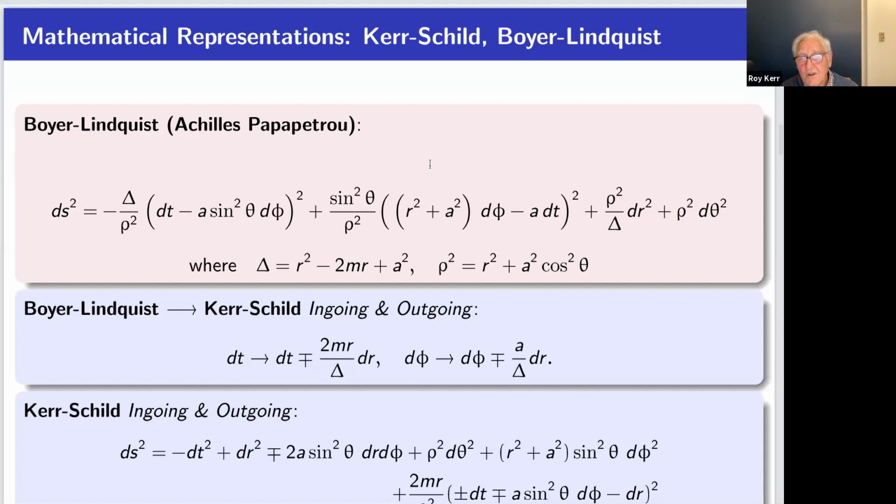So when delta equals 0, this metric is singular. There's a rho squared over delta. Basically, the coordinate system breaks down. Now, the roots of delta equals 0 are the two event horizons. That's one thing that is easy to pick out from the Boyer-Lindquist form: where the event horizons are. They're where this delta is 0.